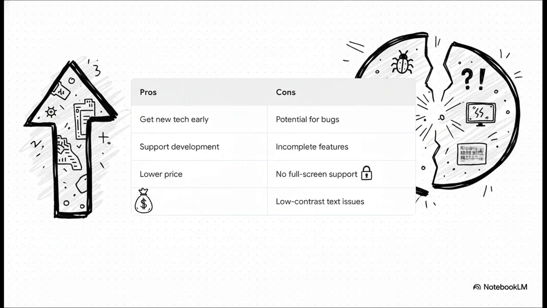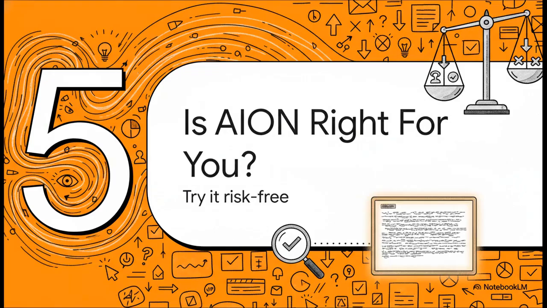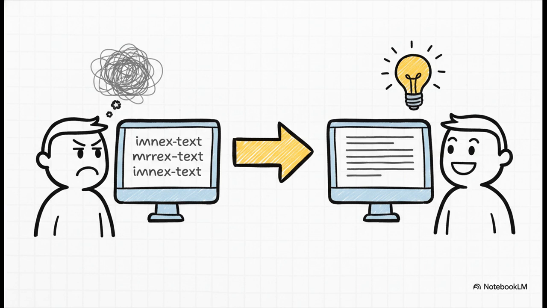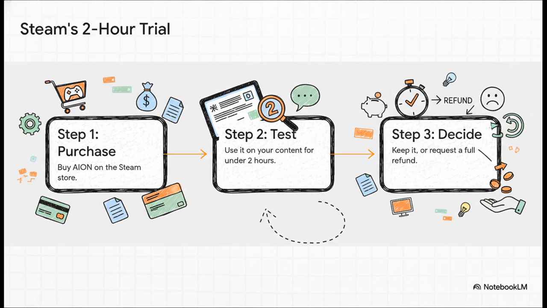You have to be prepared for some bugs and missing features, like that full screen support, and performance quirks like the OCR issues we just talked about. So with all of that in mind, here's the big question. When you weigh the pros and the cons, is AION the right tool for you? Here's the bottom line. If your main goal is translating text from windowed applications, and you're mostly dealing with high-contrast text, like in ebooks or standard documents, then even in its current state, this tool could be an absolute game-changer for your workflow.